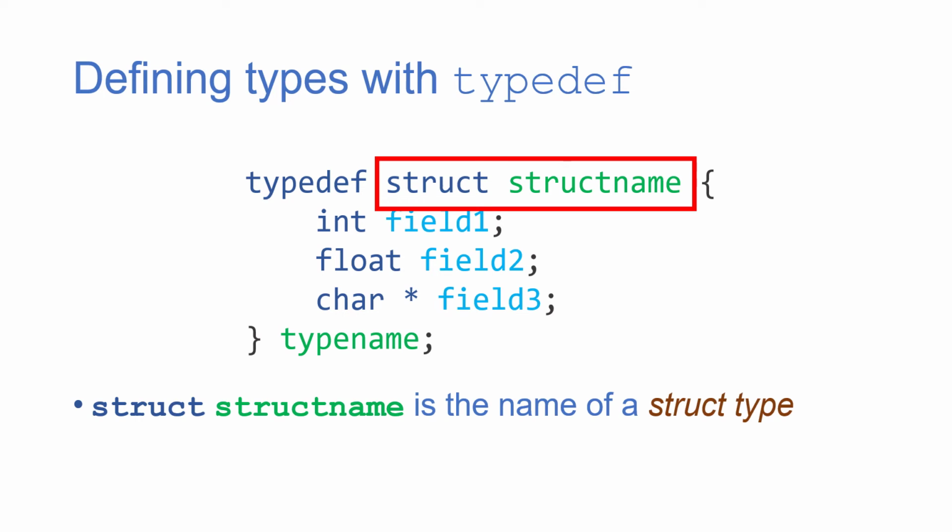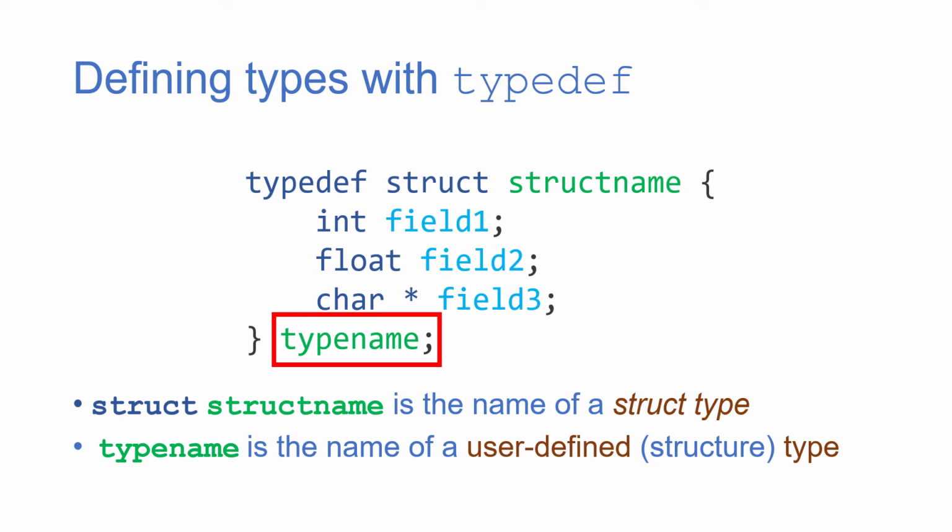So structname is the name of the actual struct type. So structname defines a type name in C, and so I can use that as the type of a variable in my C program. Now typename is the name of a user-defined type that's defined to be this structure with 3 fields that you see here. So I can use typename by itself as the type of any variable in my C program.